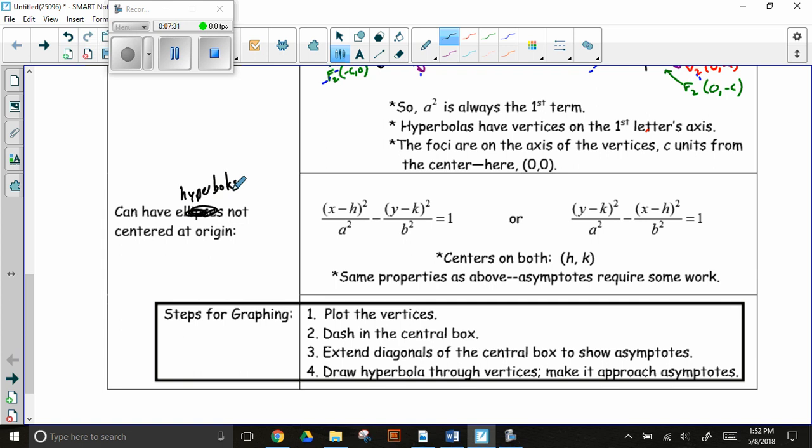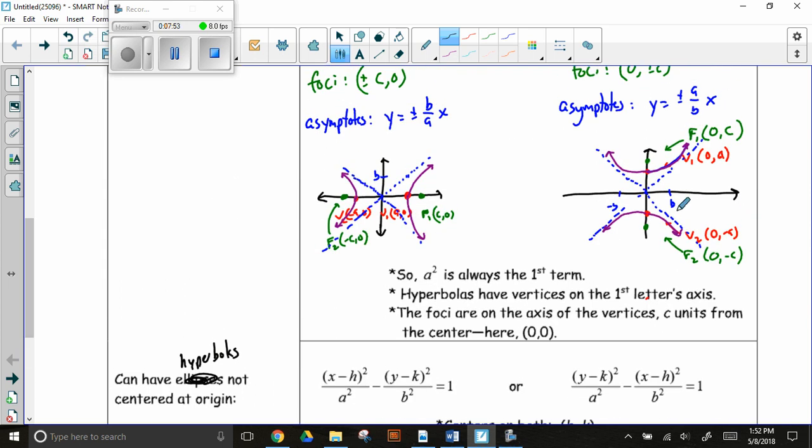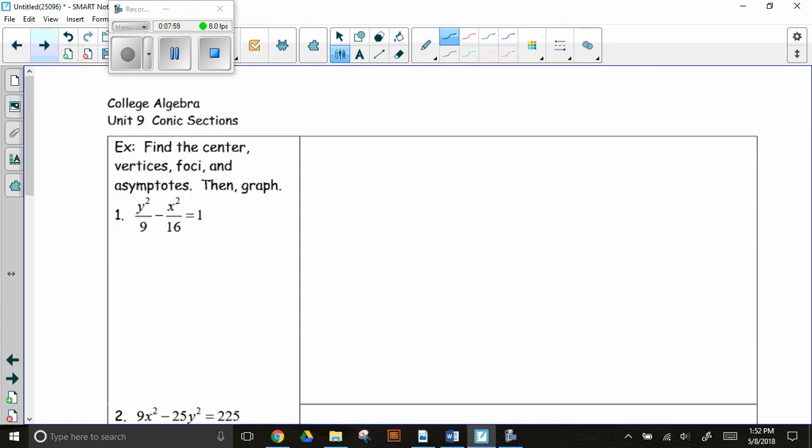Plot the vertices, we dash in the central box, and that's where we're going to use the asymptotes. Typically, I don't use a dashed central box. I just use the asymptote structure, extending the diagonals to show the asymptotes, and then drawing the hyperbola through the vertices, making it approach the asymptotes. That's the step that we did last, like my purple graph approaching the dotted line. But you'll see how we do this as we go through.